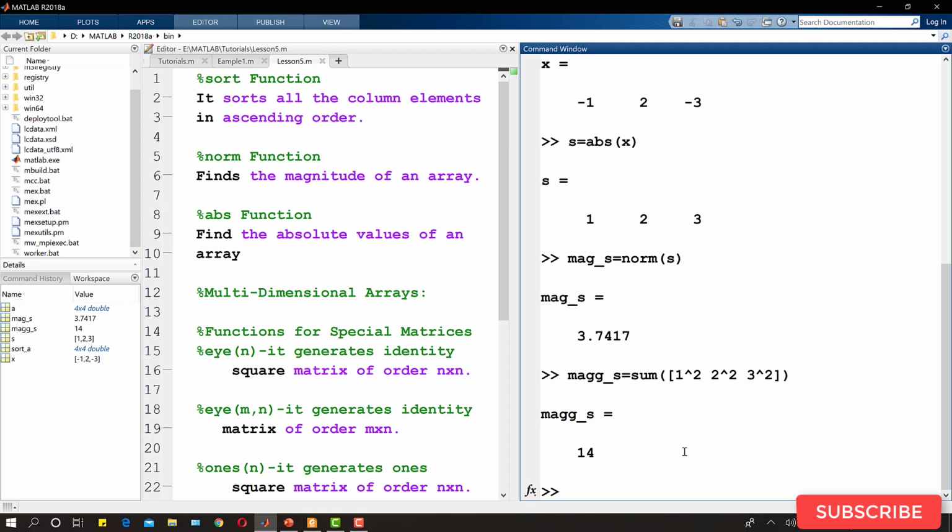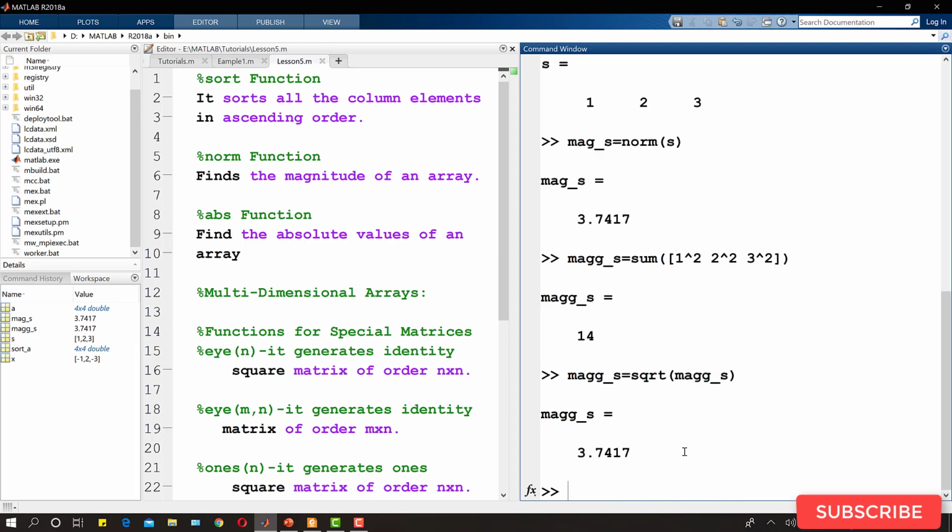So I will write magnitude of S is equal to square root of magnitude of S. So now we have the same answer, 3.7417, 3.7417.